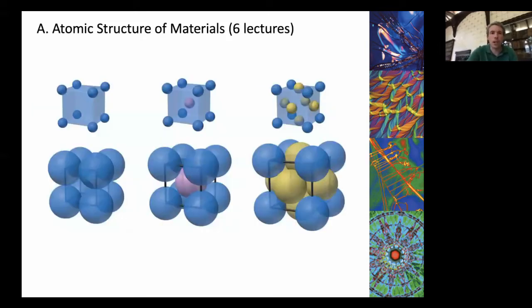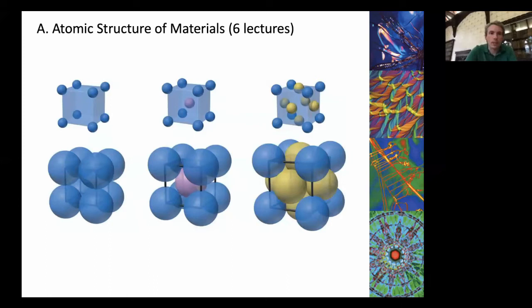The course starts by understanding the underlying structure of materials in terms of the atomic arrangement. This is a fairly brief course. It consists of 6 lectures and 3 supervisions and 3 practicals. And at the beginning, you will learn about the different types of unit cells that exist in the solid state.